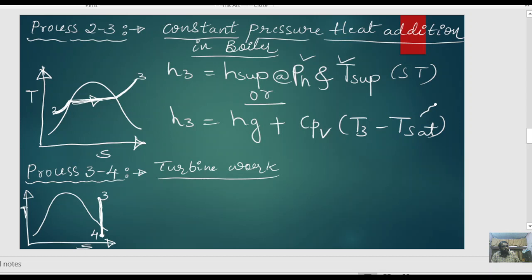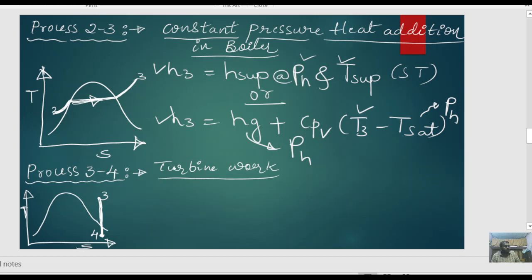This saturation you have to take at higher pressure or boiler pressure. Okay, Hg also at boiler pressure or higher pressure. This is given in the question. So we can find out the H3 in two ways. Remember, if in the question they have given the superheated temperature, you have to take it directly from the steam table. For H3, if they have not given T superheated, then you have to find it by this conventional formula, which is Hg plus CPV, meaning specific heat of vapor, times T3 minus T saturation.